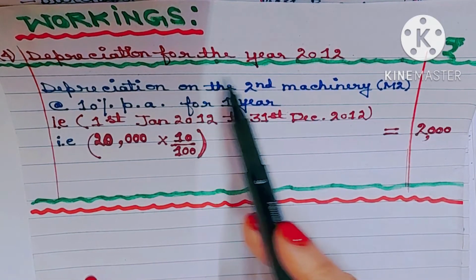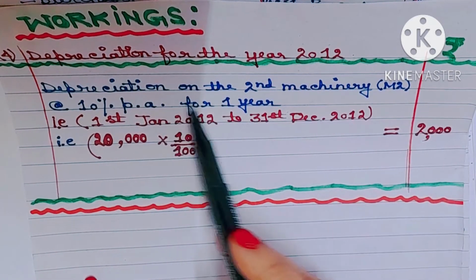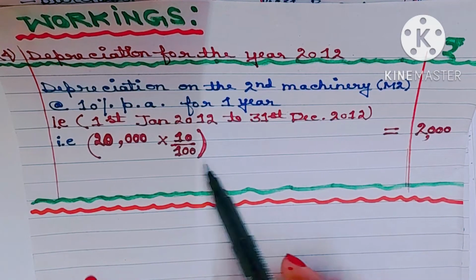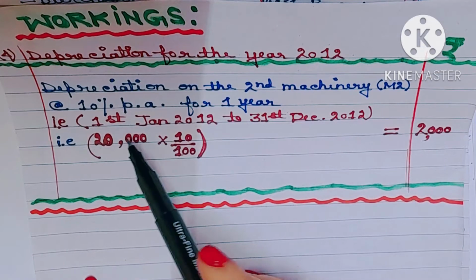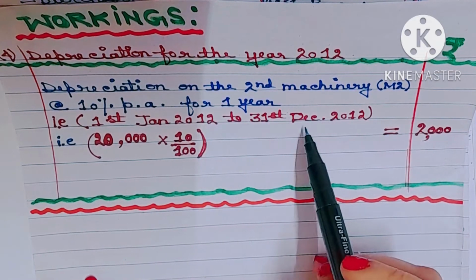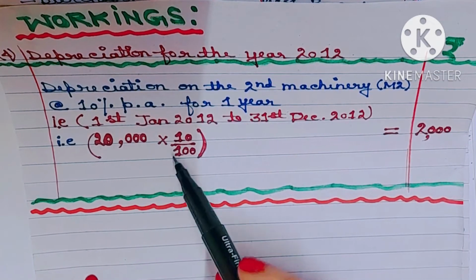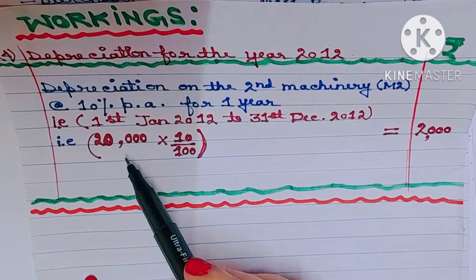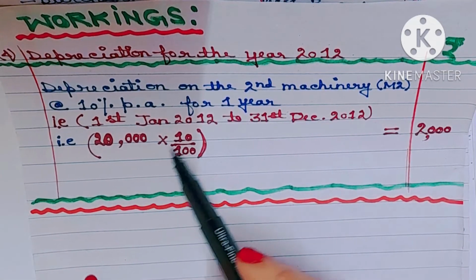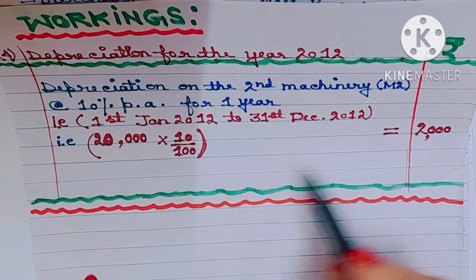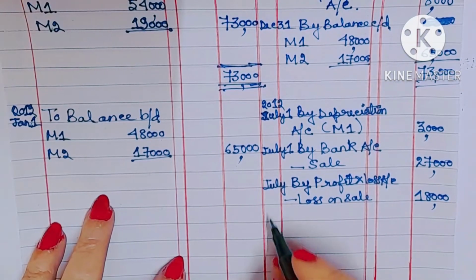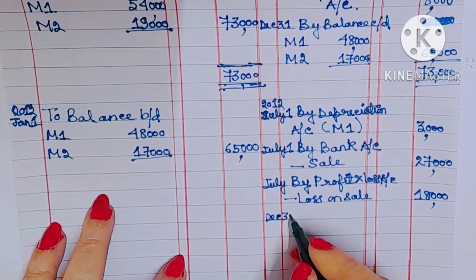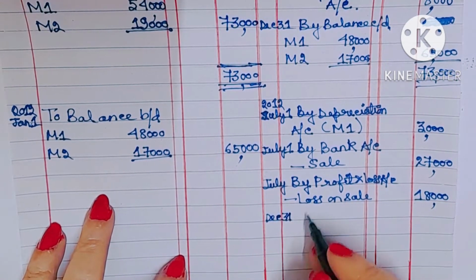Okay, so workings number 4, depreciation for the year 2012. Depreciation on the second machinery, that is M2, at the rate of 10% per annum for 1 year, that is 1st January 2012 to 31st December 2012. Always charge depreciation on the original cost of the machinery, that is 20,000. Understood? So 20,000 into 10 by 100 for 1 year is equal to 2,000. So let's write depreciation for the second machinery. December 31st, by depreciation account.